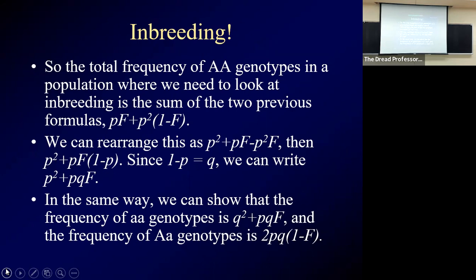So think about this for just a minute. If there's no significant inbreeding in our population, and there's no selection or anything else going wrong, then the frequency of big A homozygotes would just be P squared. Yes? Right? Okay.